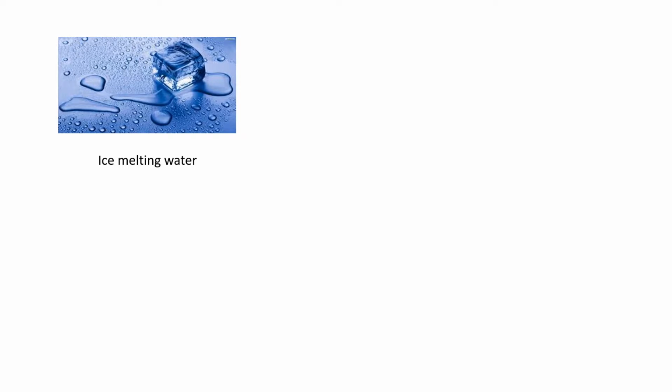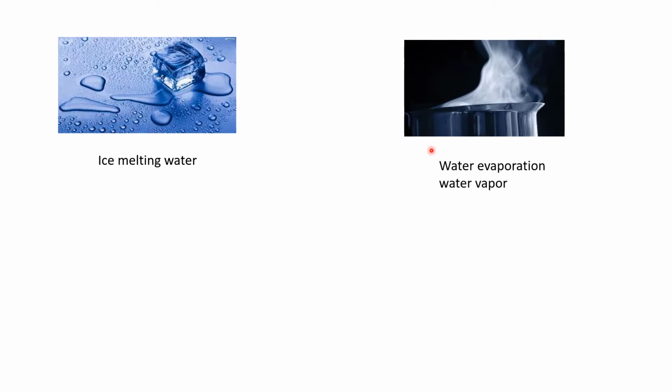Ice melting into water. Water evaporation, water vapor. Water can exist in three different states, solid, liquid and gaseous. All three substances are the same, only their physical states are different. Ice is a solid while water is liquid and vapor is gaseous. Here, solid ice turns into liquid and liquid water turns into water vapor. There is no chemical change, that means no new substances are formed here. Only the state changes, solid to liquid and liquid to vapor. So this is a physical change.